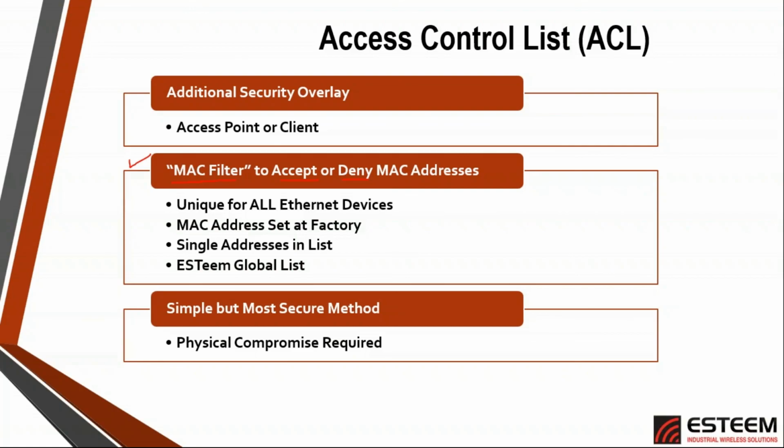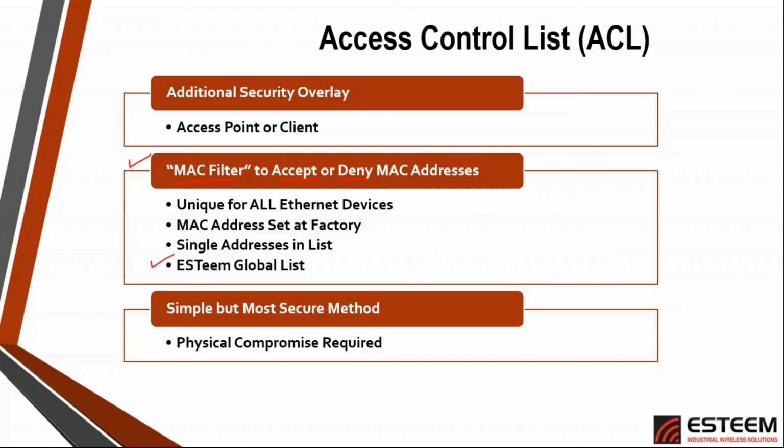You can do this in a couple different ways. You can do it through what's called a single address, you can put in an address range, or we also have within the radio, under the advanced section, what we call a global list, which says we will only accept clients that are ESTeem clients, not any others. So we have a tremendous amount available to us as far as security.